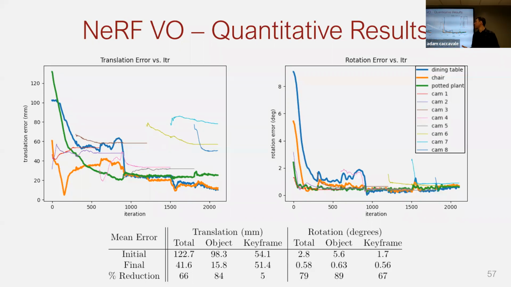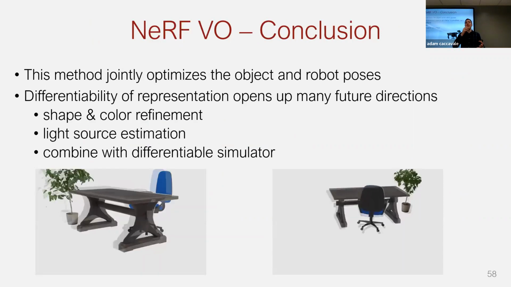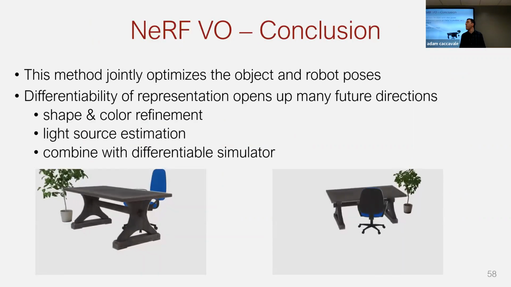But overall, the error does decrease a fair amount. And again, one of the big goals of our method is to understand the scene, so we're most interested in the objects, and that error, both the translation and rotation, decreased significantly. In conclusion, NeRF VO, or NeRF Visual Odometry, is able to jointly optimize both the objects and the robot poses. At this point, I want to talk more about the differentiability of the network and the things that opens up for the future.